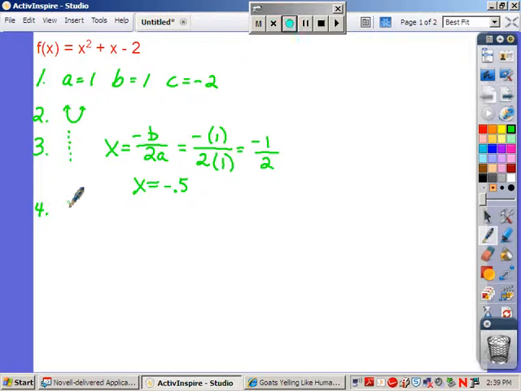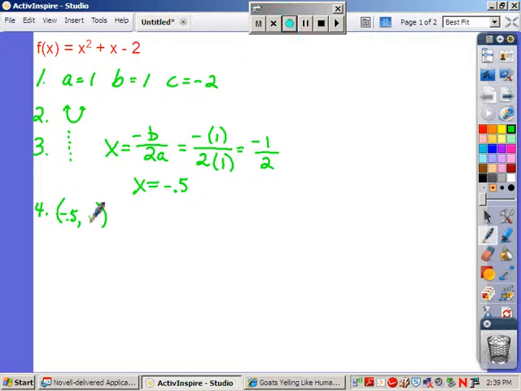Step number 4 is called the vertex. This is the point where the center of the parabola is, so sort of right here at the bottom. One thing that's nice is it's always going to show up on that vertical dashed line. But the key was it's a point, so it's going to have a coordinate point, just like this. And what's nice about it is our x-coordinate is this -0.5. Now we have to figure out what y is.